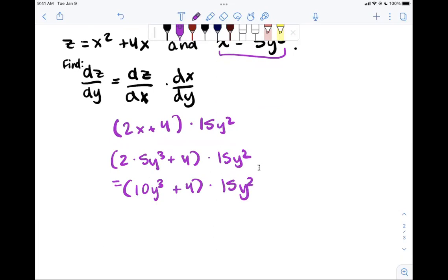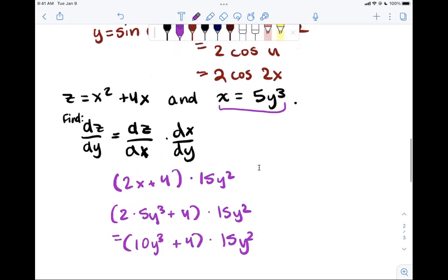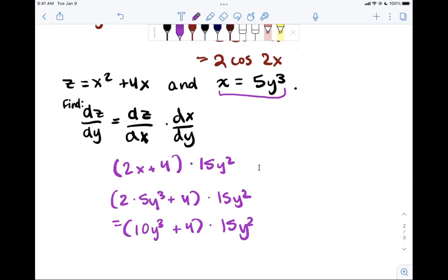Now we can do it the other way. So what is our inner function and what's our outer function? Well, in this case, the outer function is the x squared plus 4x. So this is taking the place of our f. f of x is equal to x squared plus 4x. And then g of y equals 5y cubed, or g of x equals 5x cubed, whichever formulation. If you're okay with using the same variable, that's fine, or you can use a different one.